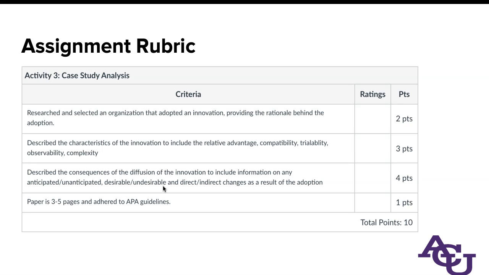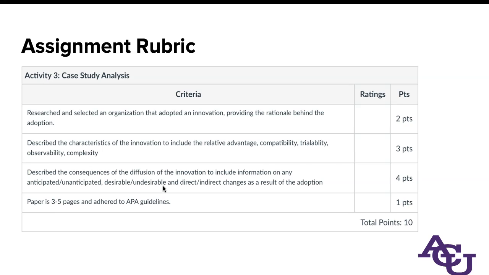So this is basically saying, give us a full-featured description of this innovation and tell us, how is it fitting with the process? How can you view whether it's being effective? Is it hard to adopt? Things like that. And the next one, describe the consequences of the diffusion of the innovation to include information on, and then the 3 things listed before: anticipated or unanticipated, desirable, undesirable, direct, indirect.